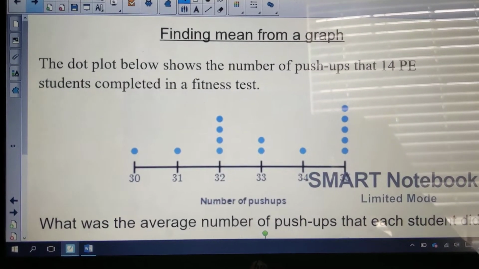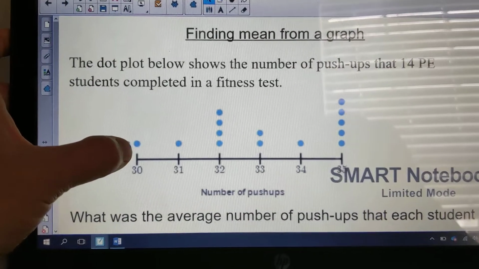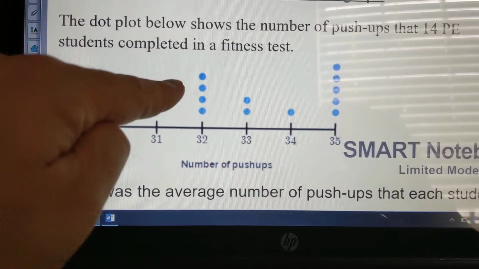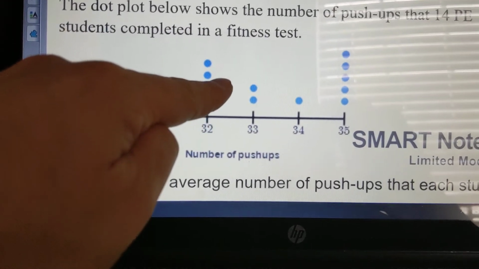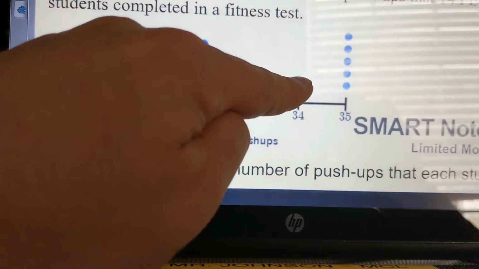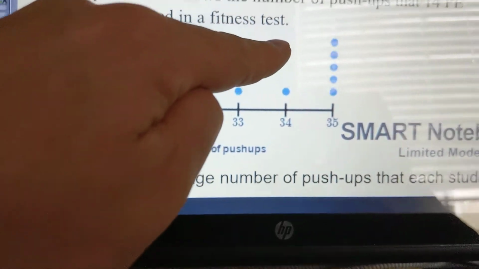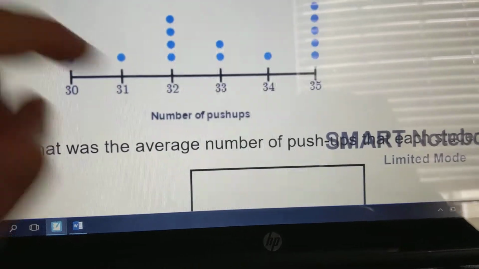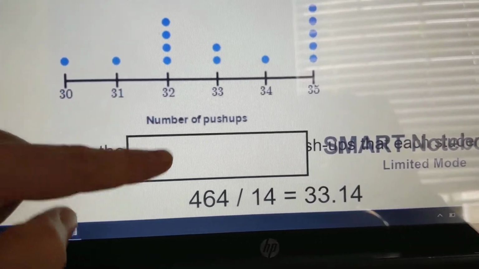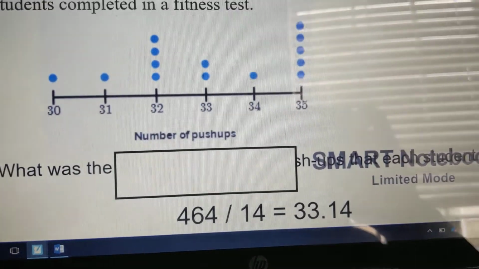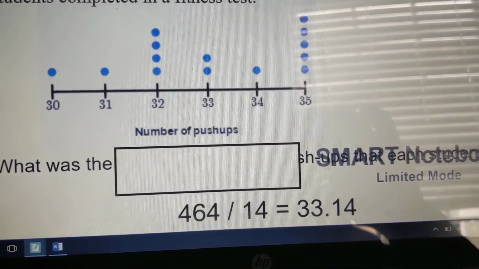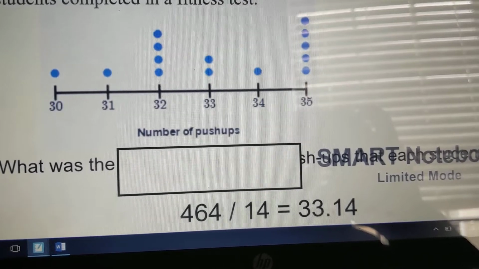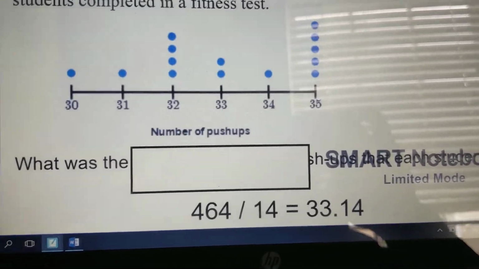It's a little bit more time consuming here because we actually have to add up 30 plus 31 plus 32 plus 32 plus 32 plus 32 plus 33 plus 33 plus 34 plus 35, 35, 35, 35, 35. So to find this average, we add all of those numbers up. And when we do that, we get a total of 464 push-ups divided by the 14 people that did the push-ups means that on average, a student was able to do 33.14 push-ups.